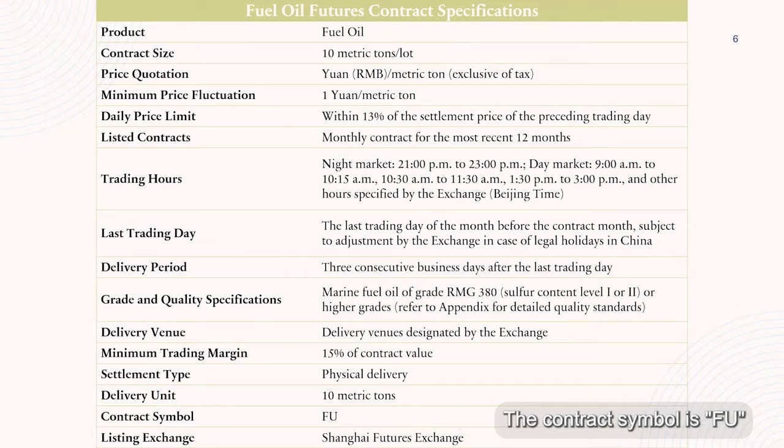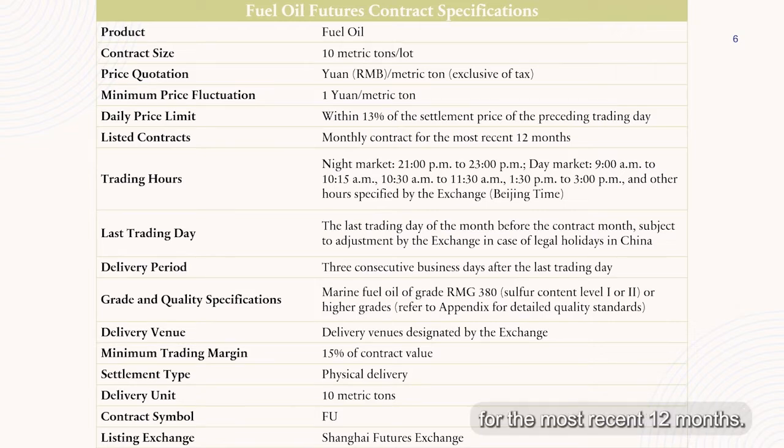The contract symbol is FU, and here is the contract, including all the general information you may care about. The contract size is 10 metric tons per lot, and yuan per metric ton is the price quotation. You may have noticed the price is exclusive of tax. The minimum price fluctuation is 1 yuan per metric ton, within 13% of the settlement price of the preceding trading day is the daily price limit.